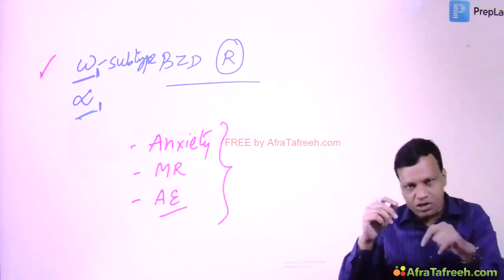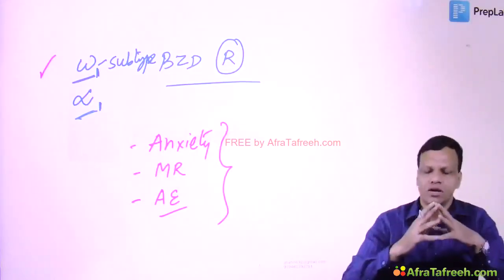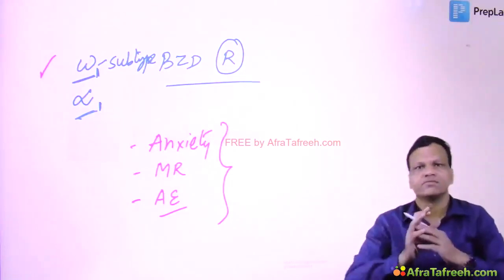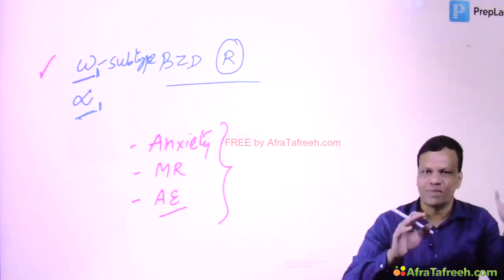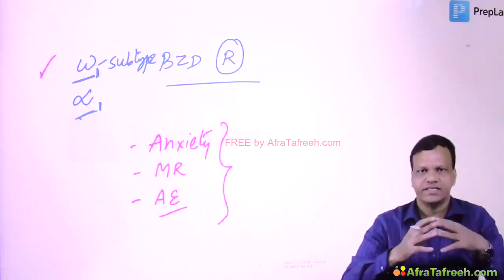Clear? But because they are binding to the benzodiazepine receptor only, their antidote is also flumazenil. So flumazenil will not only antagonize benzodiazepines but also Z-drugs. Okay.